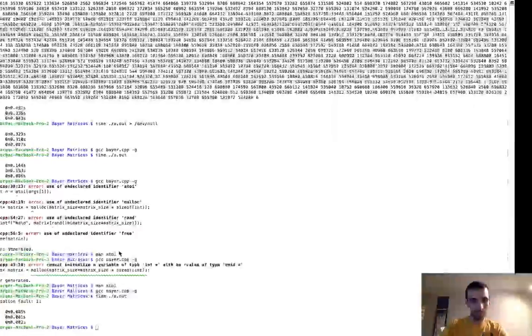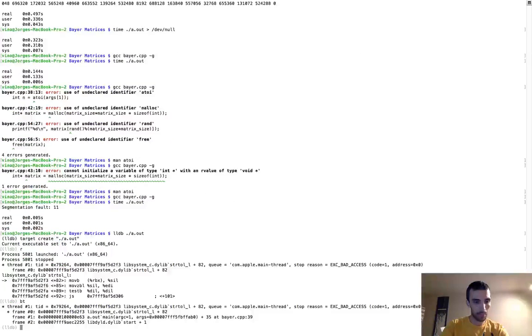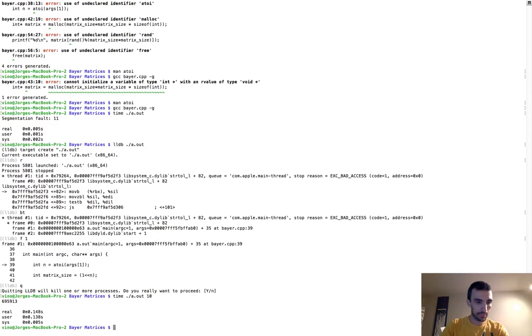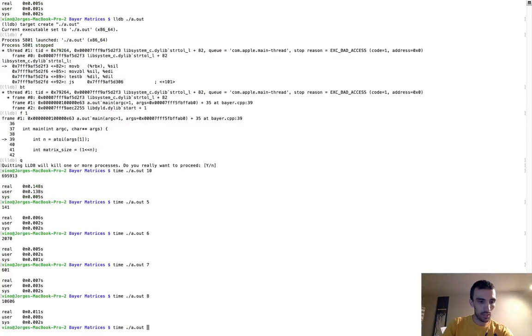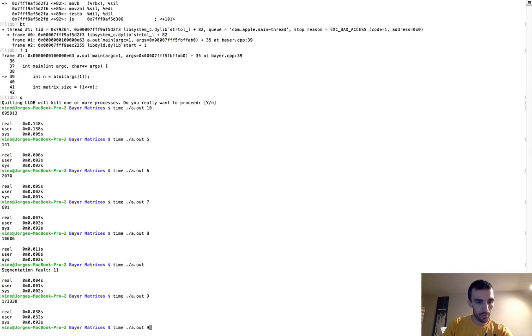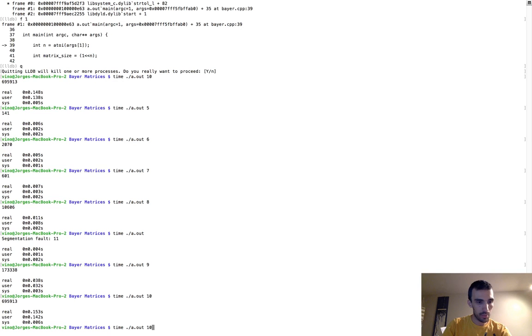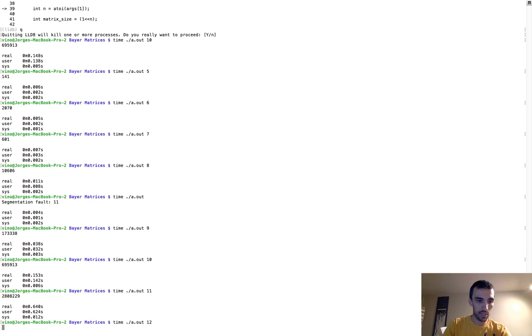Seg fault. I screwed something up. Oh, of course. Great. Hopefully that means it didn't optimize anything. Yeah, looks good. So that's getting slower and slower. Oh, that was perceptibly slow that time. Half a second, 0.6 seconds.